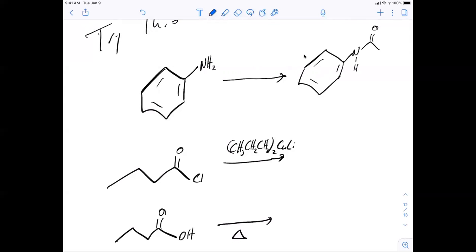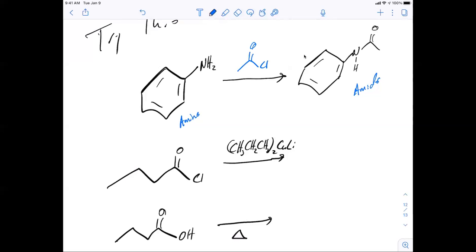Okay, so let's go ahead and take a look at these. In the first case, I'm turning an amine into an amide. And again, this is a good thing for you to do. Write it down on paper, try it out, write down the words, right? Amine to an amide. I'm going to need to add the carbonyl.